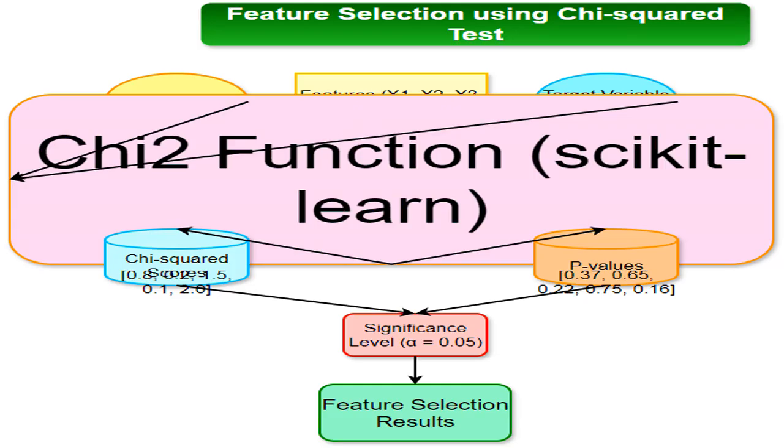I am using a function from the scikit-learn library called chi2. It's a statistical test that helps me figure out which features are most useful for predicting my target variable. Specifically, it helps when the target variable is categorical.